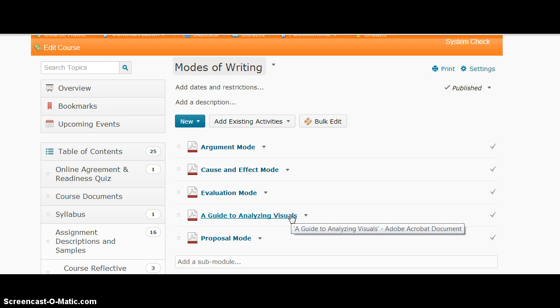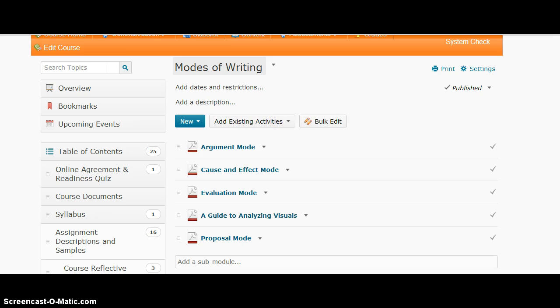I'd like to point out that you will design 3 separate writing projects, which will require you to complete 3 separate and different writing contracts. Included under the modes of writing is a guide to analyzing visuals, because if, for instance, you evaluated a television show, a print ad, or a movie, you would need to analyze the visuals included. To do that, here's a guide to walk you through the process.